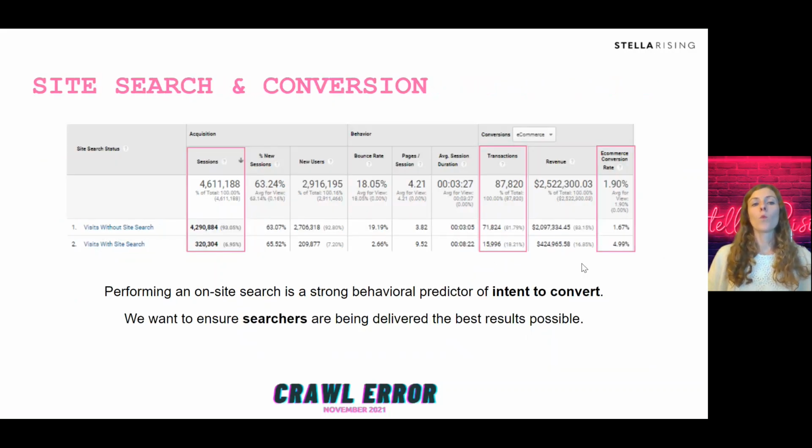So when we actually look at the data, we see that performing an on-site search is a strong behavioral predictor of intent to convert. So in this instance, for users who executed a site search, the conversion rate was almost 5% versus users who did not execute a site search only converted at a rate of 1.67%. So we want to ensure that those searchers who are more valuable are being delivered the best results possible so we can retain them.